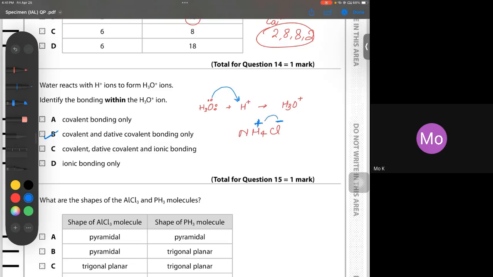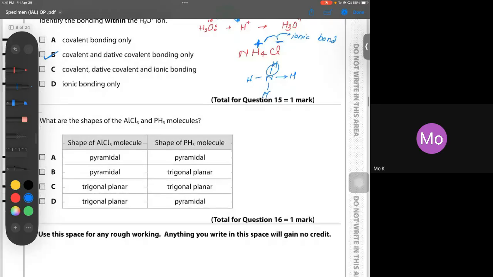So between this and this, ionic bond is there. And in NH4, this is going to have covalent bonds, and the fourth bond is the dative bond. So that's why I'm saying it has three types of bond present: dative, covalent, and ionic. It's very important. Now can you tell me the next question?